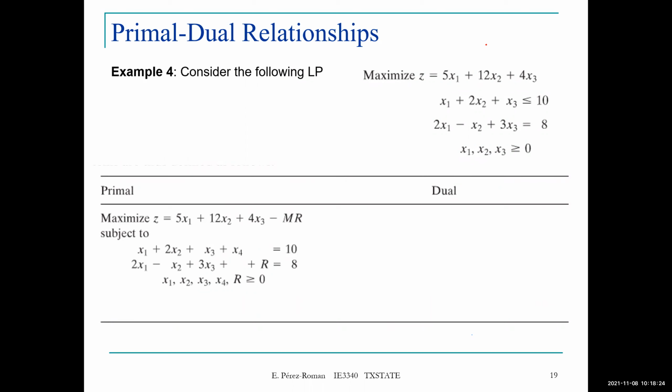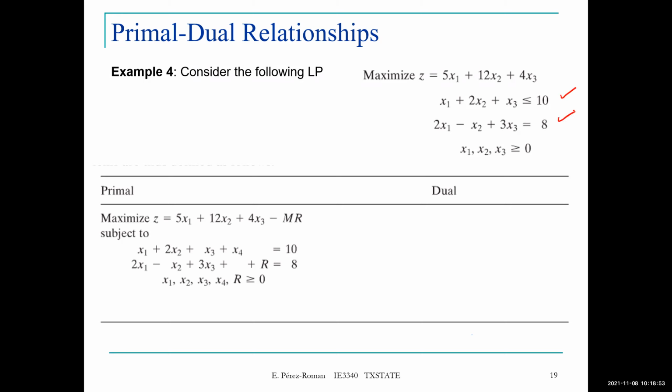So let's consider this example. This is example 4. We have a maximization problem in which we are trying to solve and find the optimal solution of the dual. So in this problem, I'm formulating this into the standard form, right?